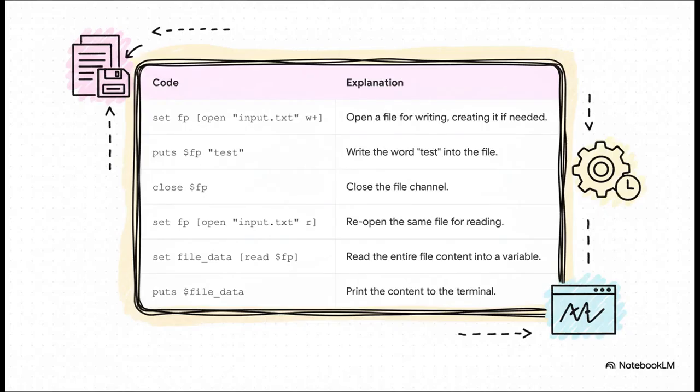So in this example, we're doing a full input and output cycle. First, we open a file called input.txt in write mode. That little w+ just means if the file doesn't exist, go ahead and create it for me. Then we use puts to write the word test into it and close it up. Right after that, we open the very same file again, but this time in read mode, read its contents into a variable, and then puts that content to our terminal.